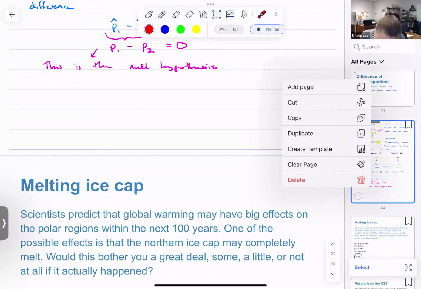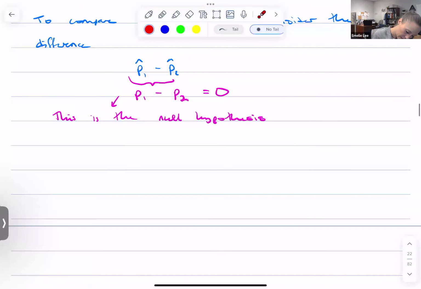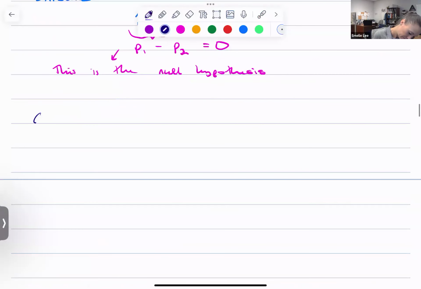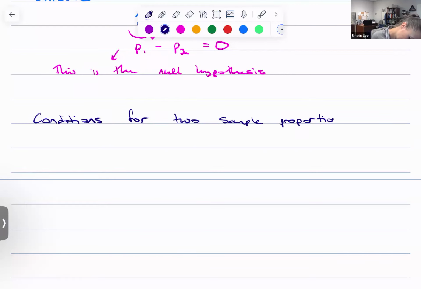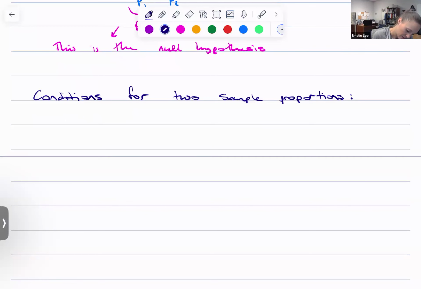Okay. So before I move on to the example, the conditions for 2 sample proportions are these. We start with the independence condition. That's the same as before, right? So the headers of the two parts of the condition stay the same. Okay, and so that's nice.